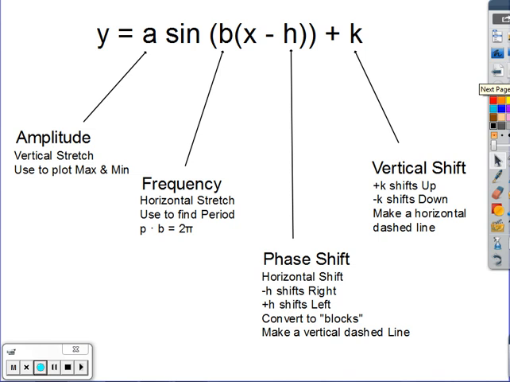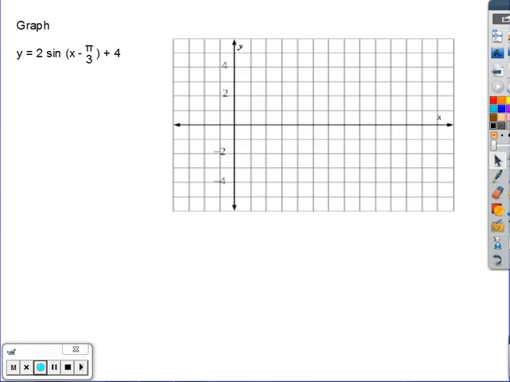Here is what each of these shifts and transformations means. I also named them by name: amplitude, frequency, phase shift, vertical shift. Sometimes vertical shift is called vertical displacement because you're actually moving the whole graph. Okay, let's try a couple of these.